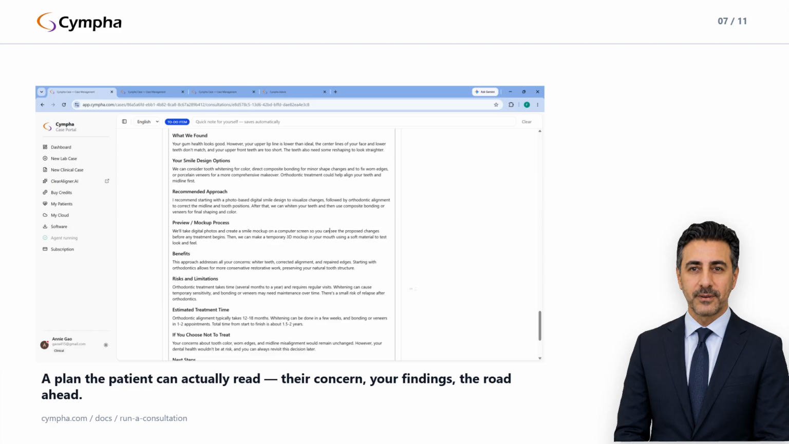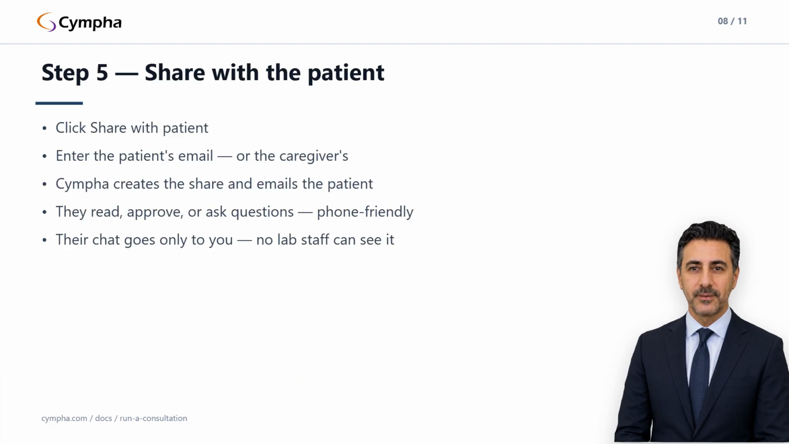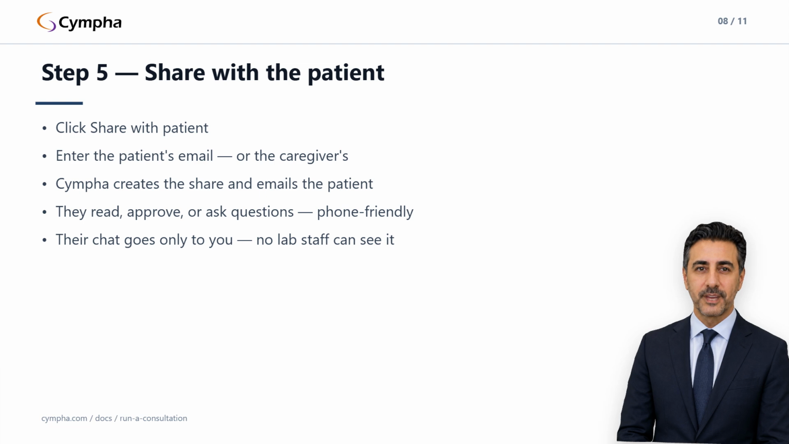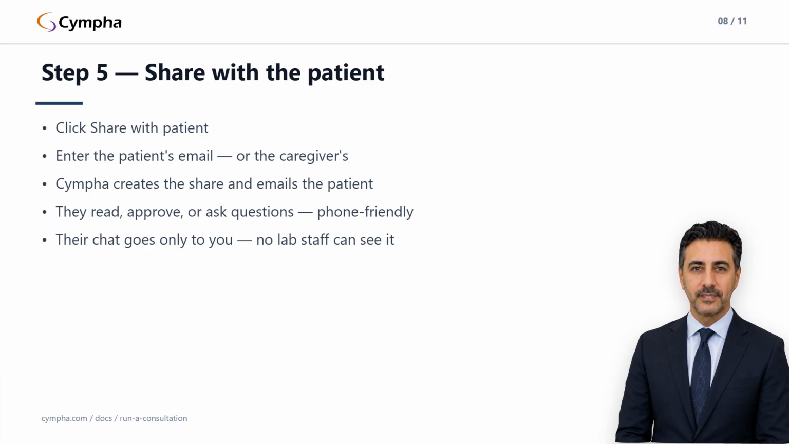Step 5 is the handoff. When the plans read the way you want, click Share with Patient and enter the patient's email or a caregiver's email where that's appropriate, say for a child or a dependent adult. Cympha creates the share for that address and sends the patient an email. What they receive is a phone-friendly link. They can read the plan, look at the pictures you attached, and then either approve it or ask you questions from the parking lot, from the kitchen table, whenever they're ready.